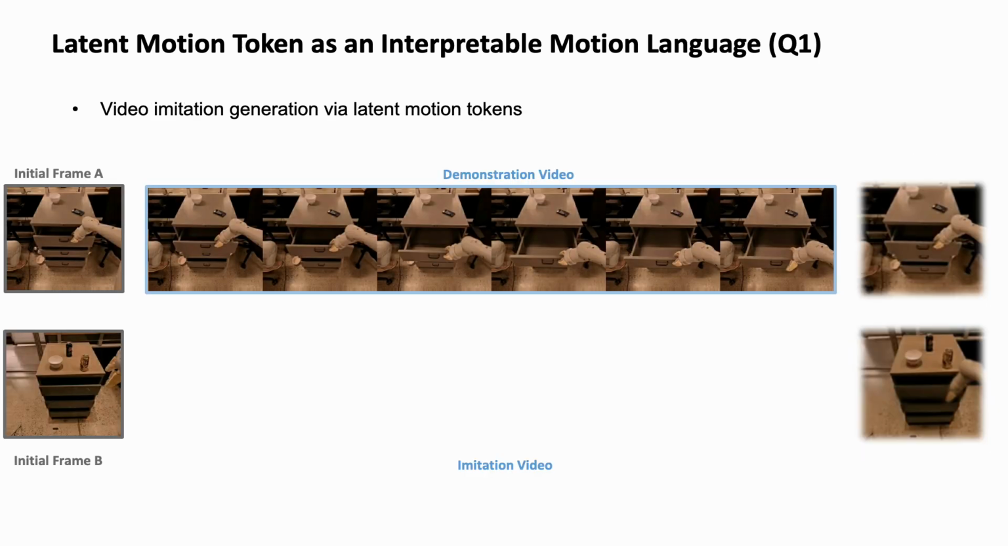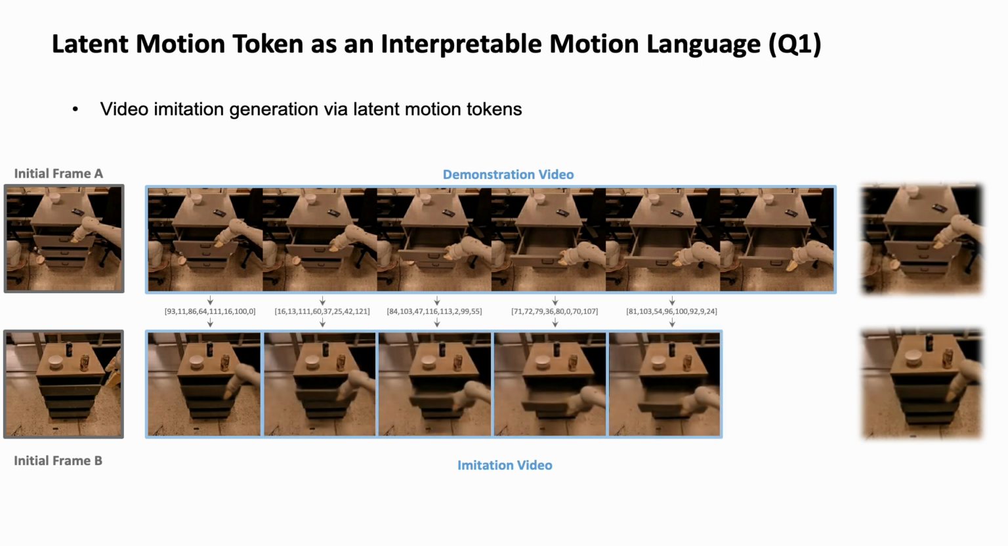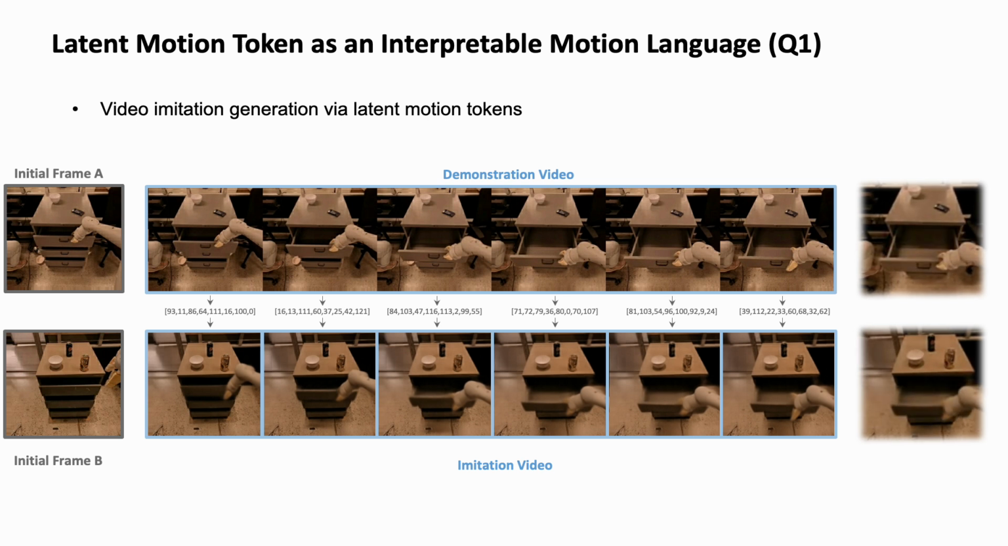We also test video imitation generation using latent motion tokens. Given a demonstration video, we can extract a sequence of latent motion tokens frame by frame and apply them to a different initial frame. We can then decode a new video using these tokens from the different initial frame. The resulting imitation video shows a similar motion trajectory as the demonstration video. This further verifies the effectiveness of latent motion tokens for sequential representation.